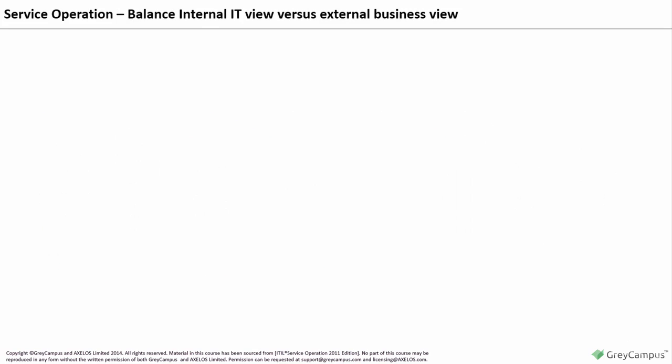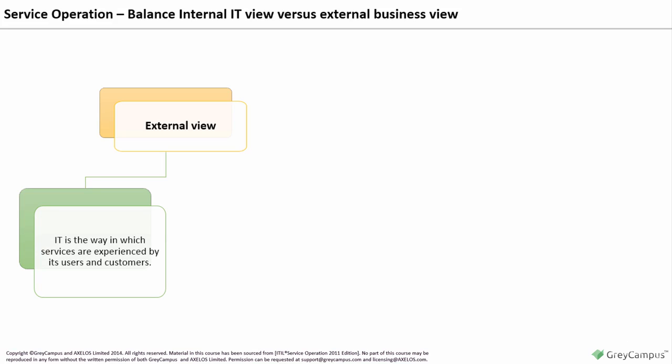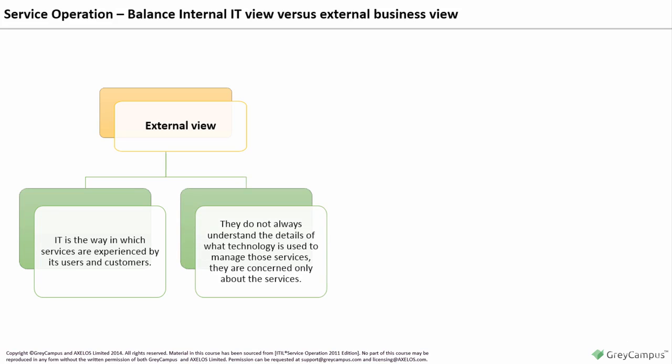Service operation. Balance internal IT view versus external business view. The most fundamental conflict in all stages of the service lifecycle is between the view of IT as a set of IT services, the external business view, and the view of IT as a set of technology components, the internal IT view. The external view of IT is the way in which services are experienced by its users and customers. They do not always understand, nor do they wish to care about the details of what technology is used to manage those services. All they are concerned about is that the services are delivered as required and agreed.